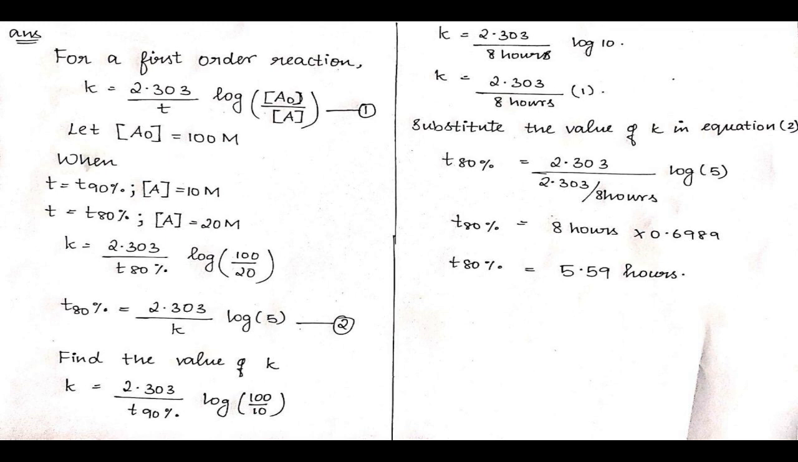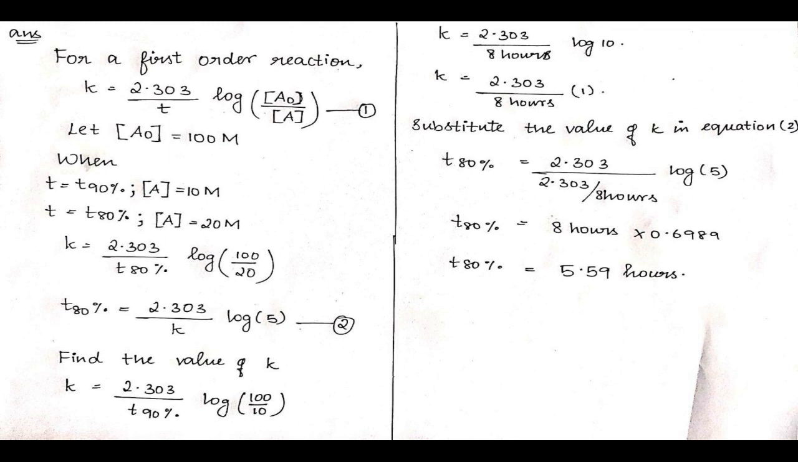k is equal to 2.303 divided by t80% into log 100 by 20. So t80% is equal to 2.303 divided by k into log 5.